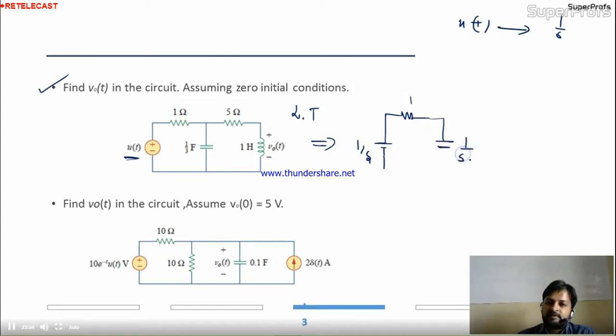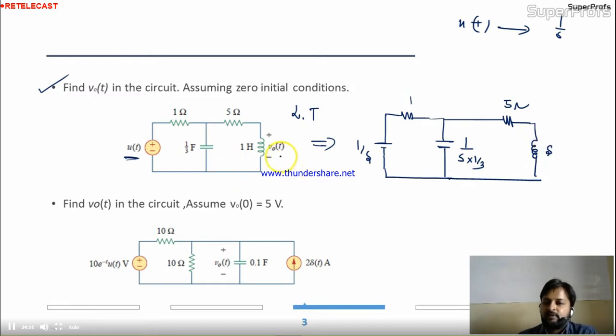This will become 1 by SC, C is nothing but 1 by 3. What about resistor? Resistor will be same as it is. And this will become S into 1, so only S. And the voltage across this will be V naught S. V naught T is given, it will be V naught S. Okay. Everything is fine. This 3 will go up, so it will become 3 by S, and 5.